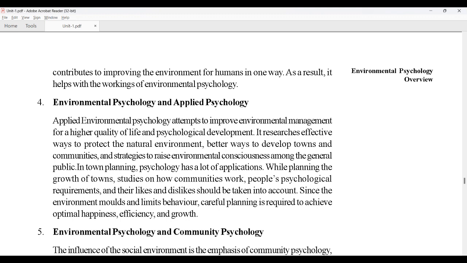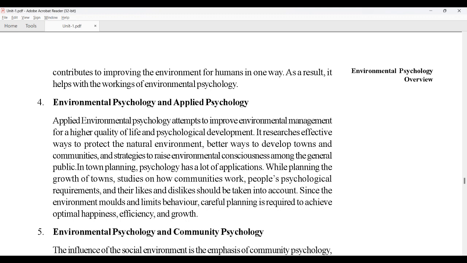In town planning, psychology has a lot of applications. While planning the growth of towns, studies on how communities work, people's psychological requirements, and their likes and dislikes should be taken into account. Since the environment molds and limits behavior, careful planning is required to achieve optimal happiness, efficiency, and growth.